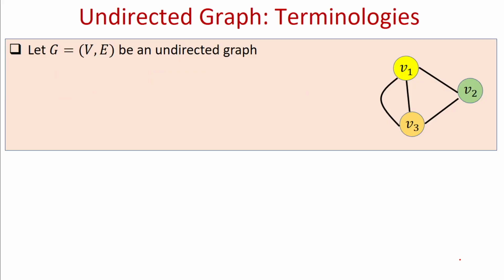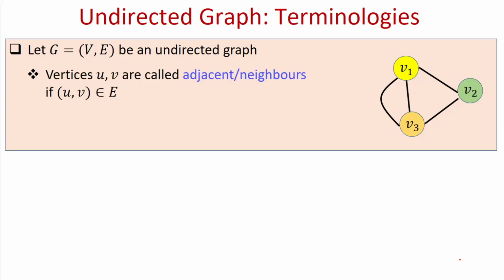Okay. So now let's introduce some terminologies related to undirected graphs. If you are given an undirected graph, then a pair of vertices u comma v are called adjacent or neighbors of each other if the edge u comma v belongs to my edge set. That means if u and v are the endpoints of an edge in an undirected graph, then we call the vertices u and v adjacent or neighbors.